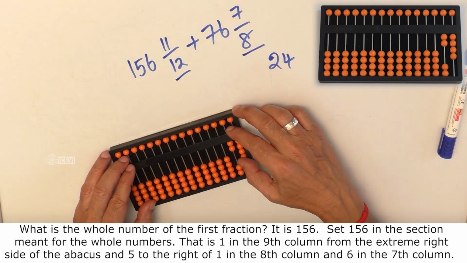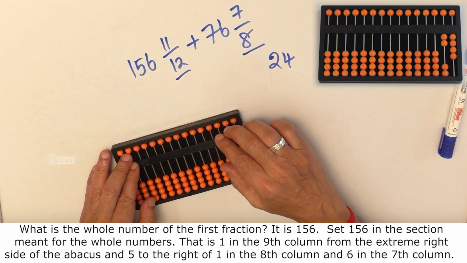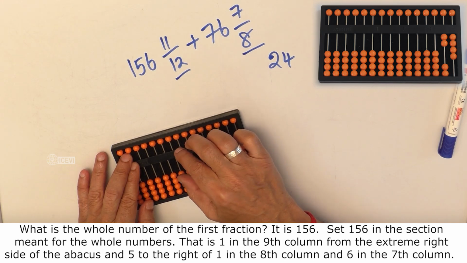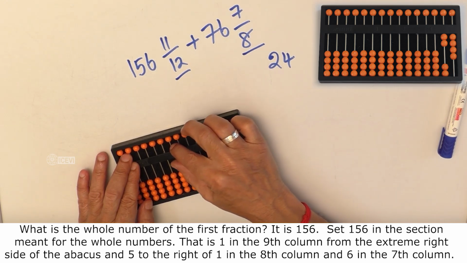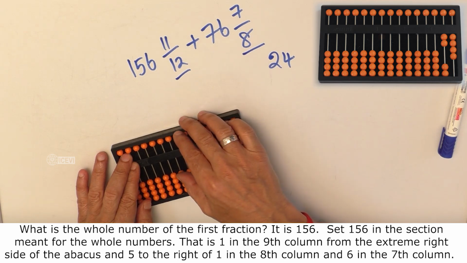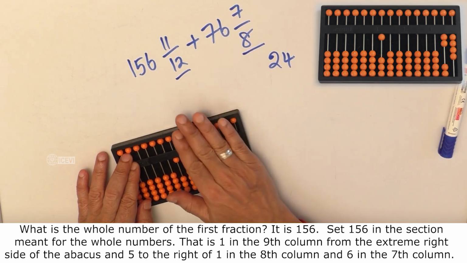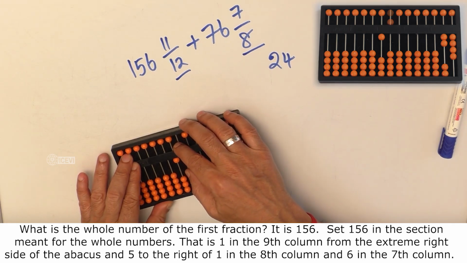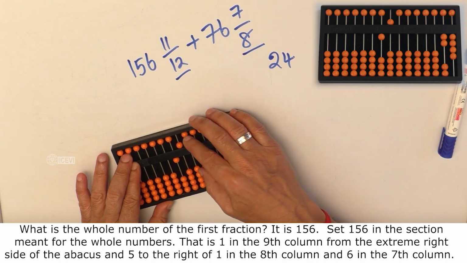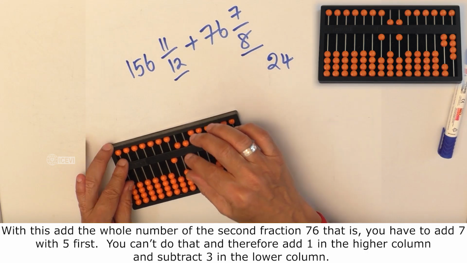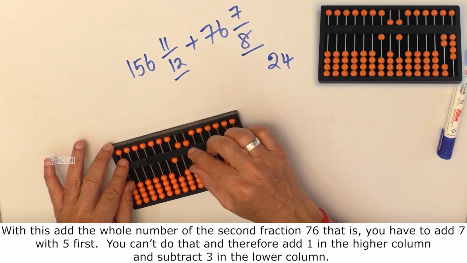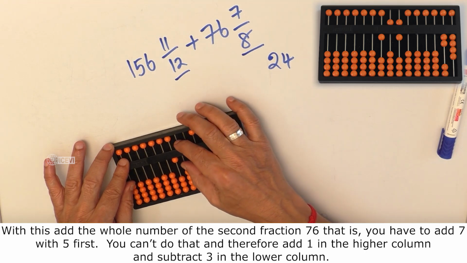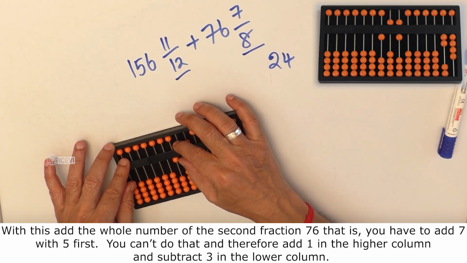What is the whole number of the first fraction? It is 156. Set 156 in the section meant for the whole numbers, that is 1 in the 9th column from the extreme right of the abacus, 5 to the right of 1 in the 8th column, and 6 in the 7th column. With this, add the whole number of the second fraction, 76. You have to add 7 with the 5 first.